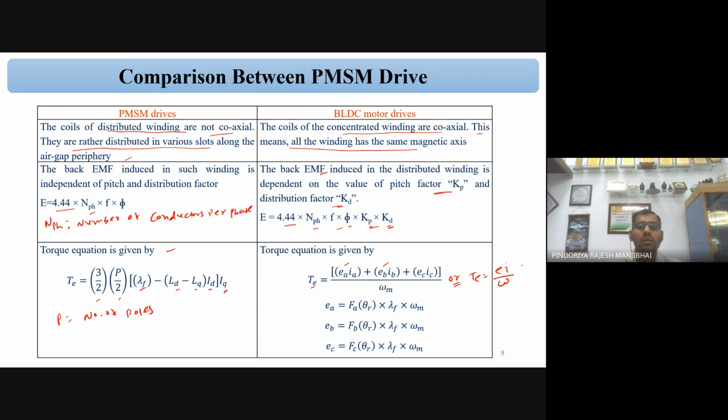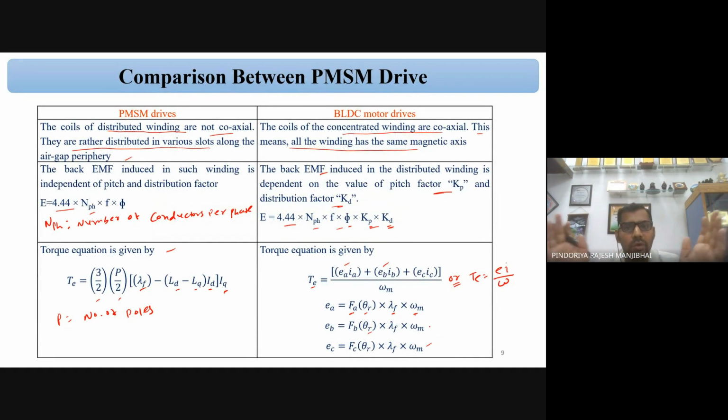So what is the value of Ea? Ea is nothing but a function of theta r, times lambda f, times omega m. Similarly for Eb and Ec, that is phase A, phase B, and phase C. So this is your torque equation.